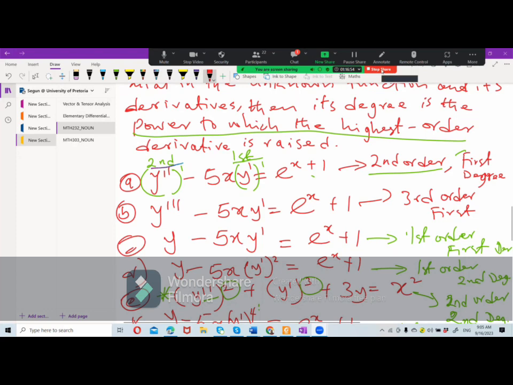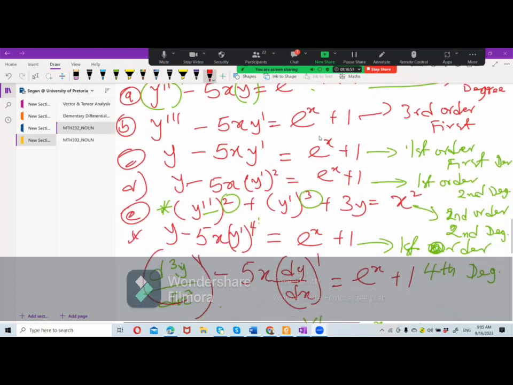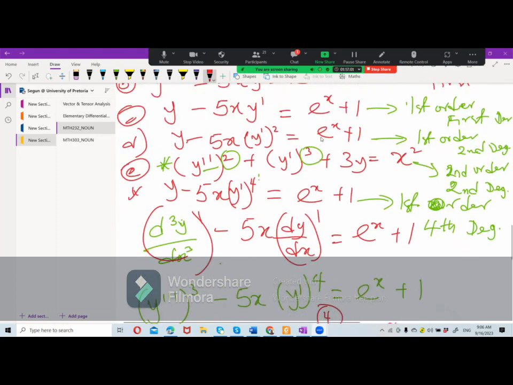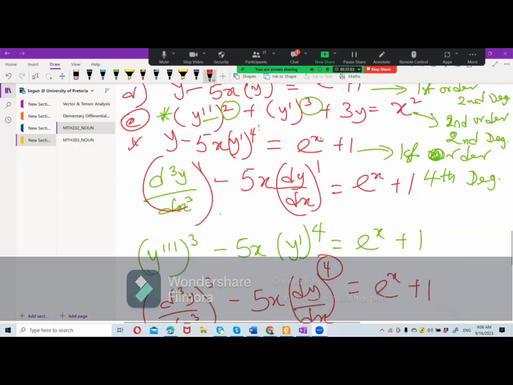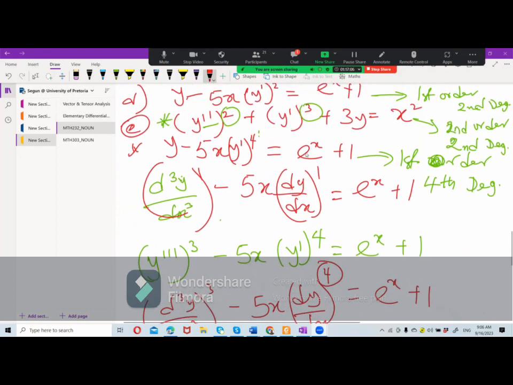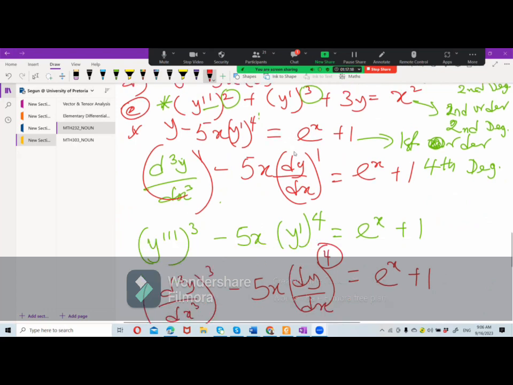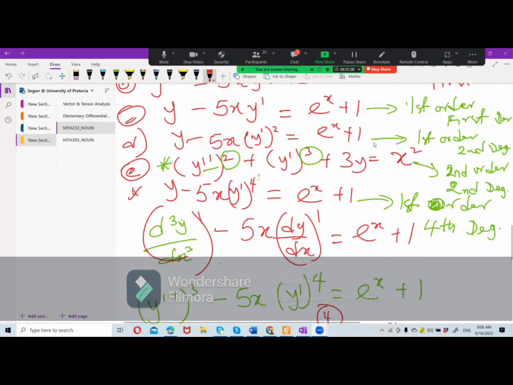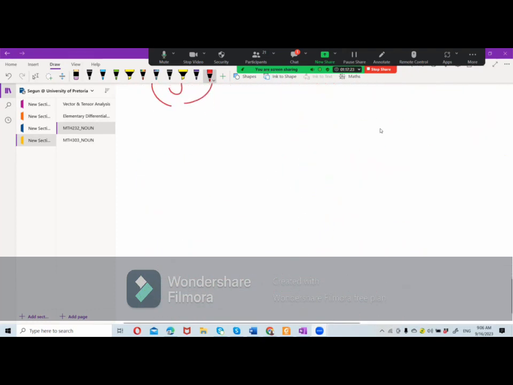Go ahead. Sir, from the examples you gave, going to example F. The F. Okay. So we have the fourth degree. This example F and the last one you just helped us to solve is somehow contradictory. I'm not getting it. Okay, let's look at example F you mentioned.